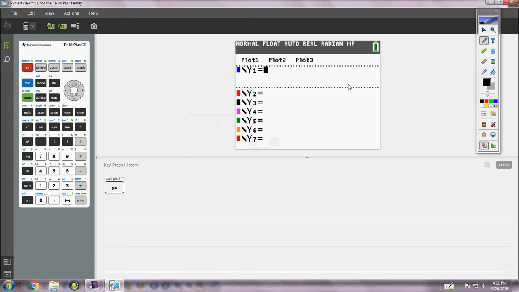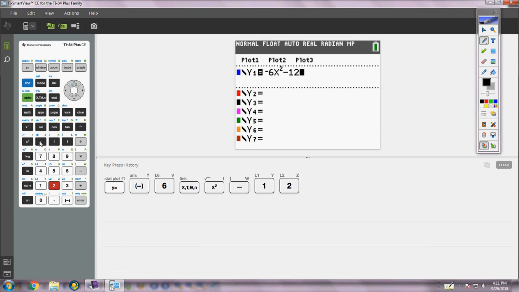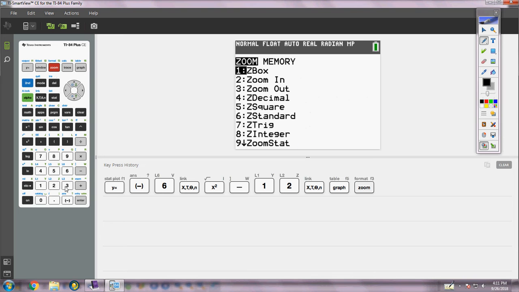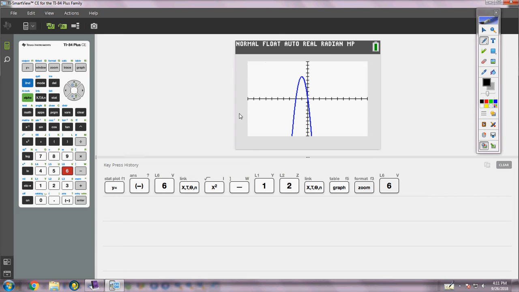We're going to go to y equals, and we're going to do negative 6x squared minus 12x. Then I'm going to hit graph. Now, if for some reason your calculator doesn't look like what you think it should, you can always go to Zoom 6 and it will put you in a standard 10 by 10 window.